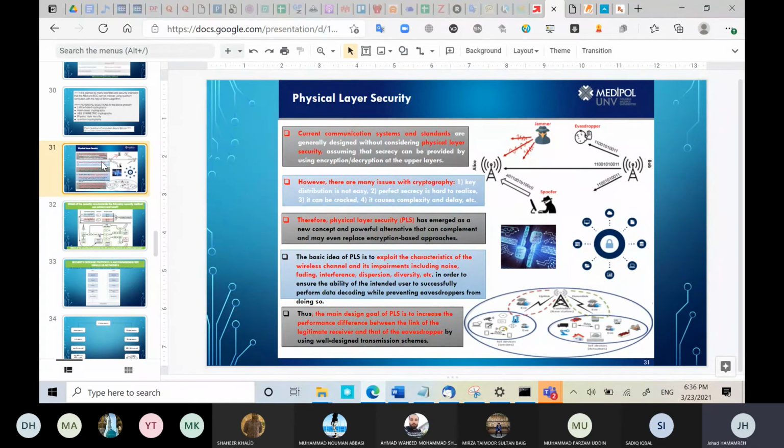So all in all, the main design goal of physical layer security is to increase the performance difference in terms of signal to noise ratio, in terms of reliability performance, throughput performance between the link of the legitimate receiver with respect to the transmitter and the eavesdropper who tries to listen to your communication with respect to the transmitter by using well-designed transmission schemes.